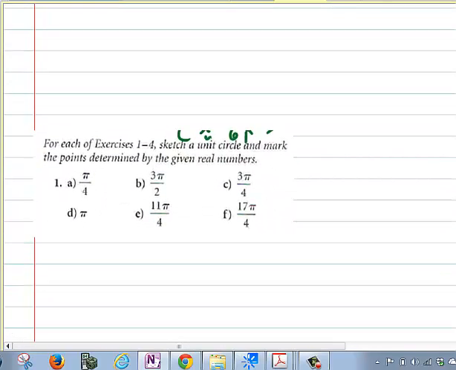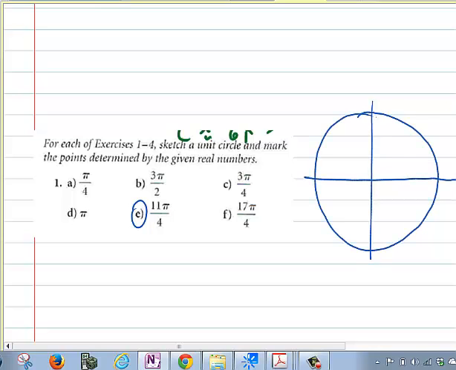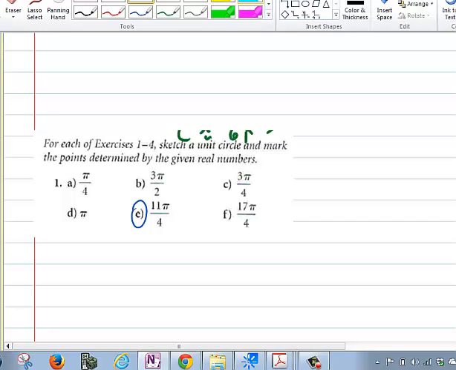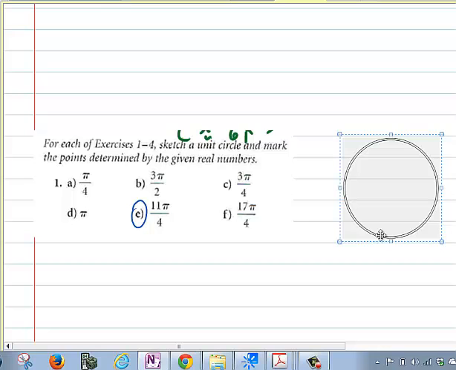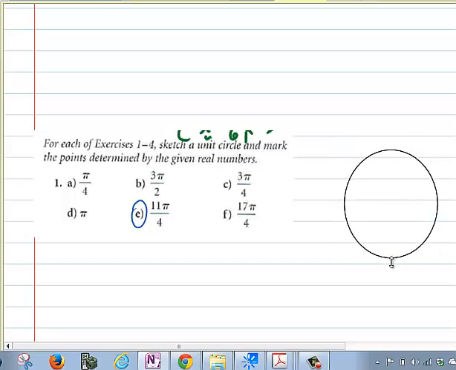And here we have some other questions. Let's say that just as one more for you to do, I'd like you to consider where, let's say for part E, where E would be. That doesn't look like a very good circle, but let me draw a circle for you. Let's try to make it look like a circle. So there's my circle. So where would you be at 11 pi over 4 radians?